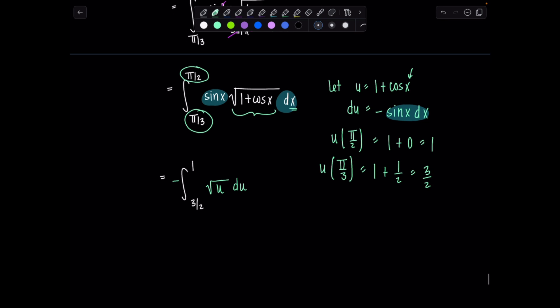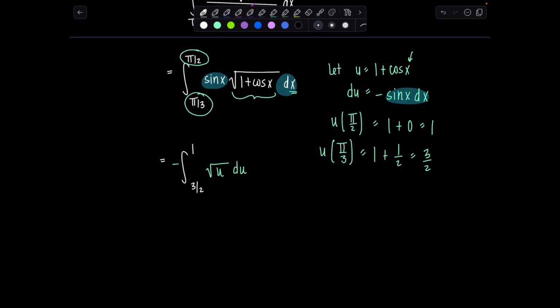Before we take the antiderivative, let's rewrite it so things are a little more clean. So there's a minus outside. Let's flip the limits of integration so the minus sign is gone. And then I have u to the 1/2 du. Beautiful. Add 1 to the exponent. Divide by the new exponent. That's the same as multiplying by the reciprocal. And we're going to evaluate this from 1 to 3/2.